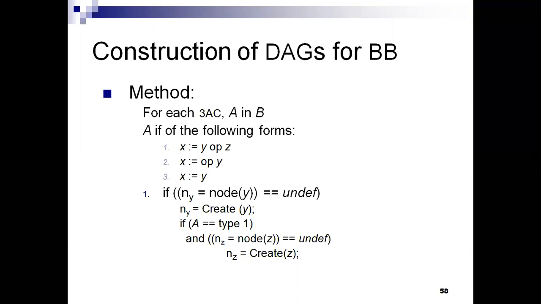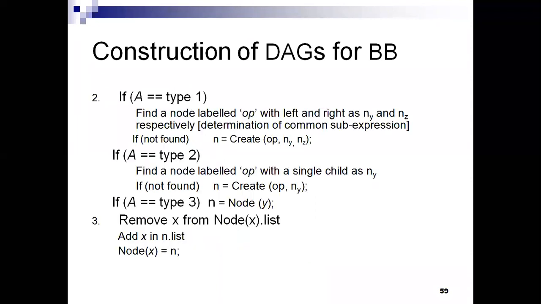And for case one, x is equal to y op z, first you need to create a node operator whose left child is node y and node z will be the right child. Also here you need to check for any common subexpressions. In case 2, we have x is equal to op y, so there we need to determine whether there is a node labeled operator. Such a node will have a child node of y. And in case 3, we have only x is equal to y. That means node n will be created, and node n will be the node of y.